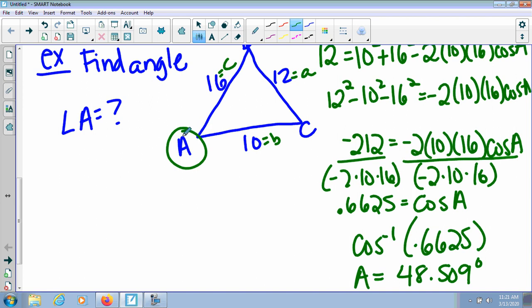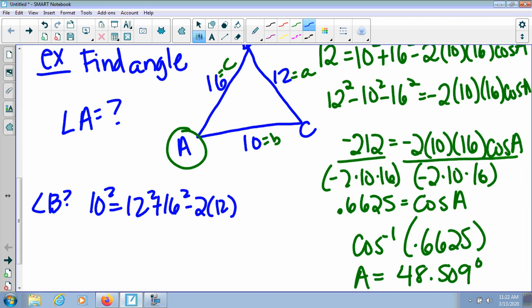Okay. Just one thing, I'm going to set it up over here, like say we were looking for angle B rather than looking for angle A. I just wanted you to see what the formula would look like. If you're instead trying to find angle B, angle B is across from 10. So when you start the formula, you have to put the 10 squared first. And then that equals 12 squared plus 16 squared minus 2 times 12 times 16 times cosine of B. And you would solve it that way.